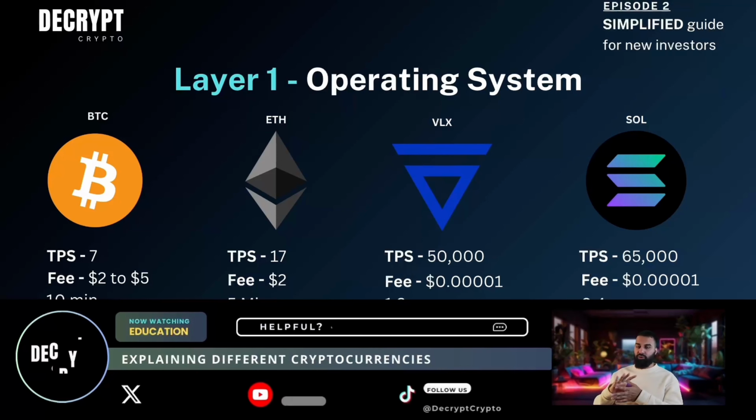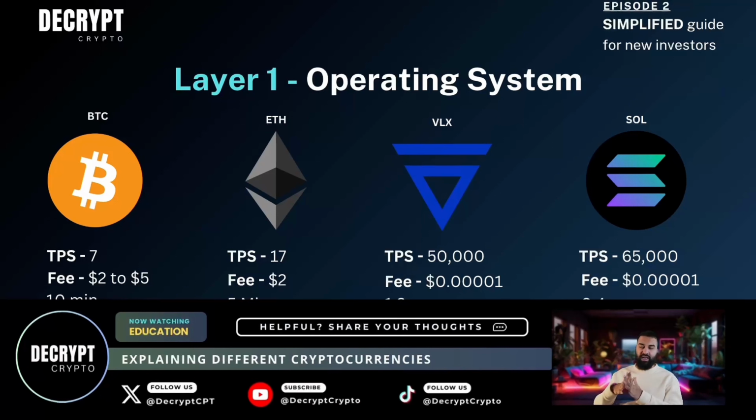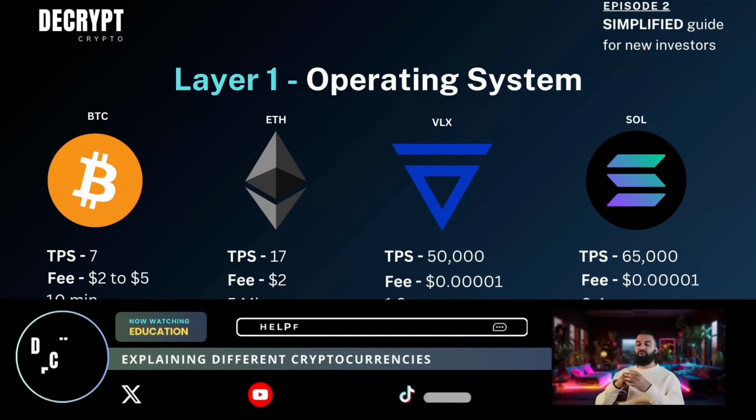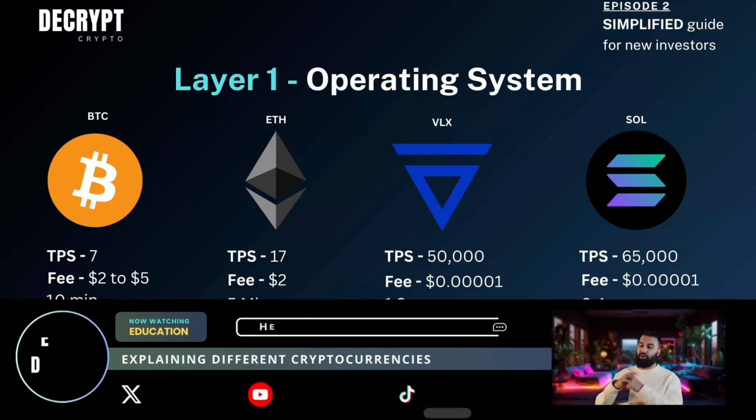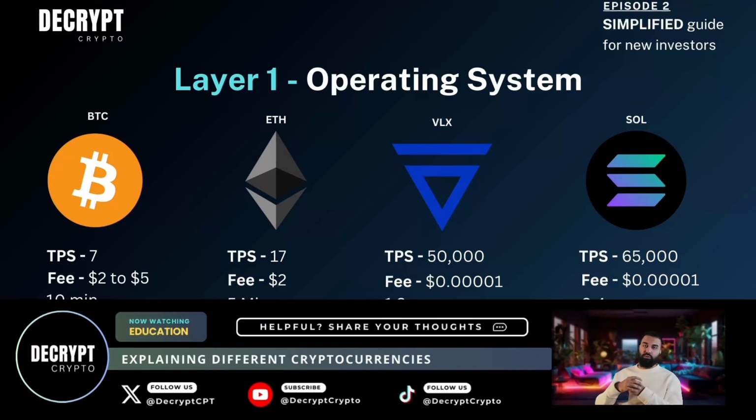And I'll give you a few more examples. So there's a project called Velas, also a layer 1 operating system solution, where it handles up to 50,000 transactions per second. So it's double that of Visa, and it costs a fraction of a cent to transact. And then we have Solana. Solana can do up to 65,000 transactions per second, which is absolutely mind-boggling. And it's also 4 zeros to 1 cent approximately in order to transact, so it's very cheap. And the finality, the transaction time is 0.4 seconds. So it's less than 1 second for me to send you over money.